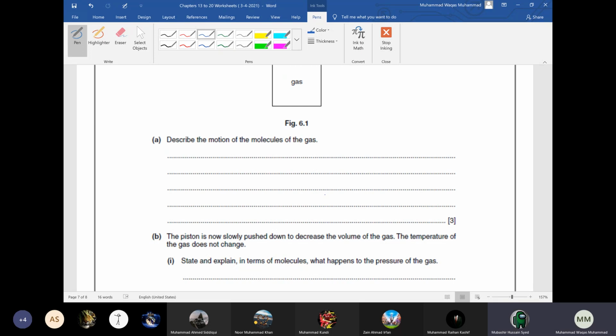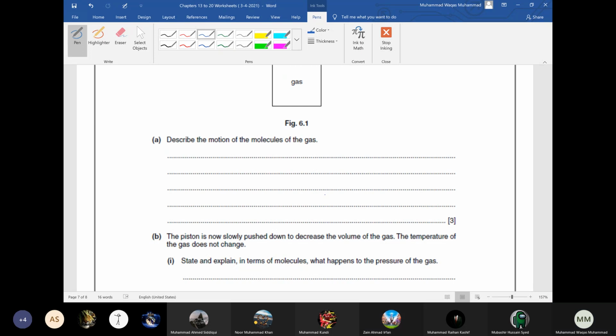Beta, kinetic motion is nothing. Kinetic is related to motion. Kinetic energy is basically the energy that an object has due to its motion. They are moving, so they have kinetic energy. So kinetic motion is not a term. And what do we mean by Brownian motion?